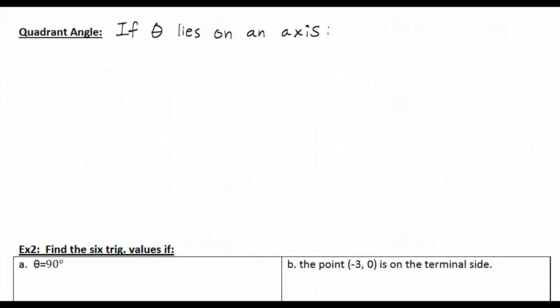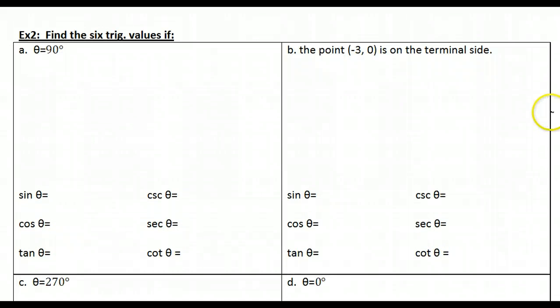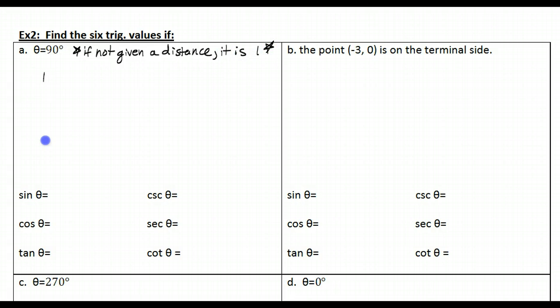So let's go down to example 2a. It says theta equals 90. Now, they did not give us a specific point. So if you are not given a distance, assume the distance is 1. So I'm going to draw my 90 degrees. And when you do these, theta is just the distance to the ray. Again, I don't know what the distance is, so that point right there is 0, 1.